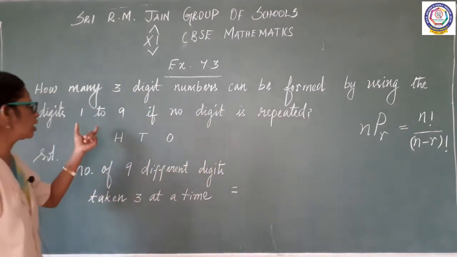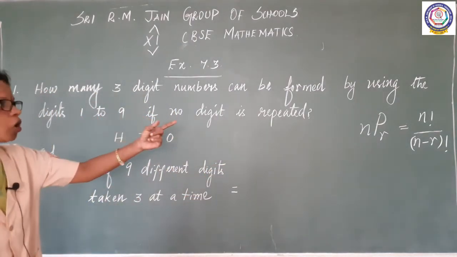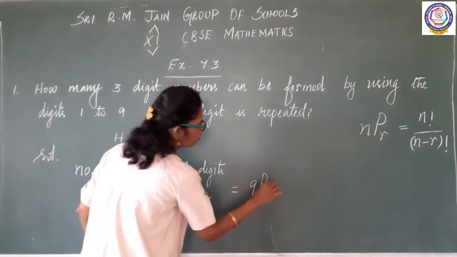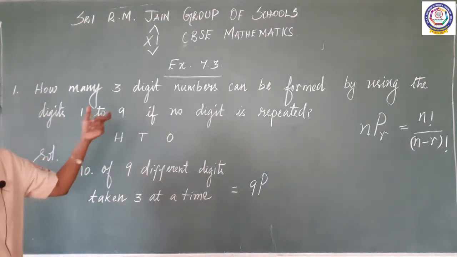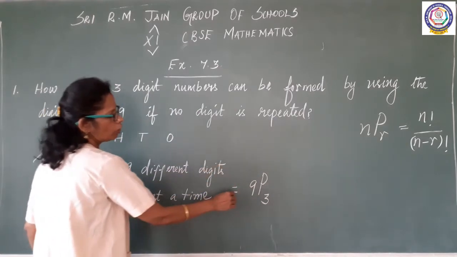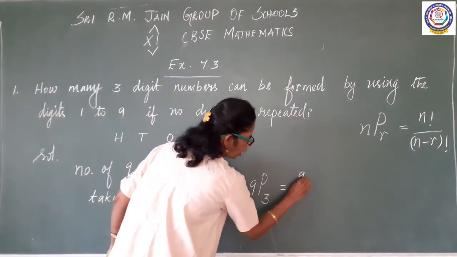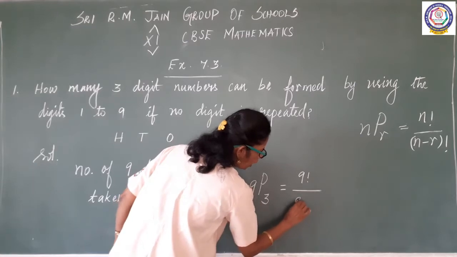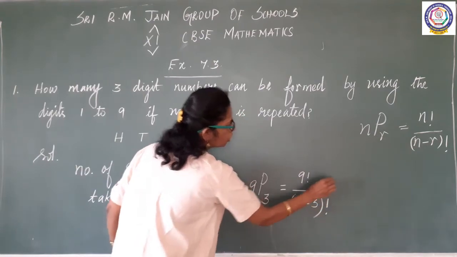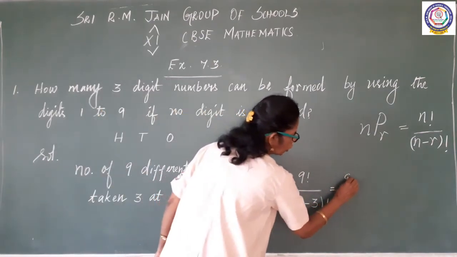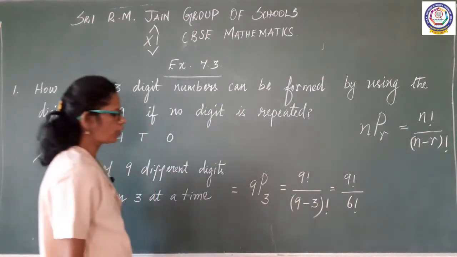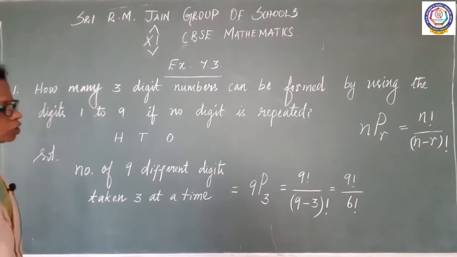You listen. Here they have given us 9 digits only. So n can be replaced by 9 and r can be replaced by 3, because we want to frame 3-digit numbers, right? 9P3. Using the formula, you expand: 9 factorial divided by (9 minus 3) factorial, which is equal to 9 factorial divided by 6 factorial.